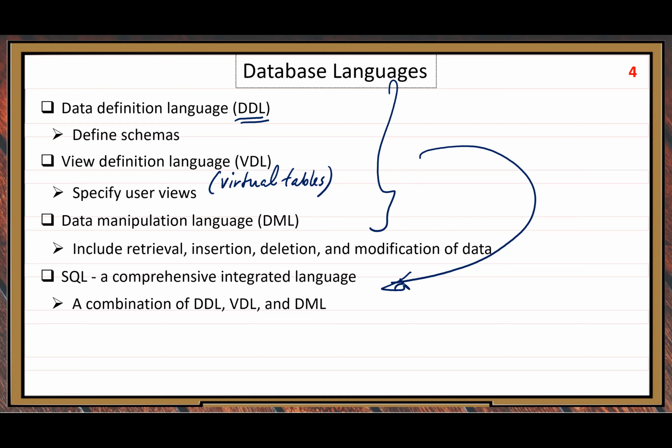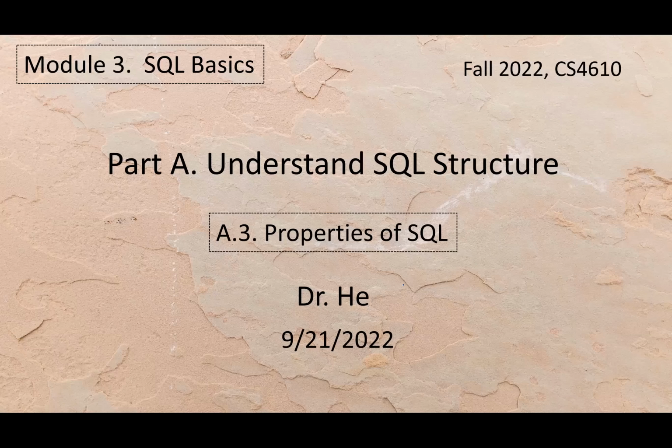A combination of DDL, VDL, and DML, so we can do all those things. It also has statements for constraint specification, schema evolution, etc. More than that, SQL can do much more. So that's this topic, database language.